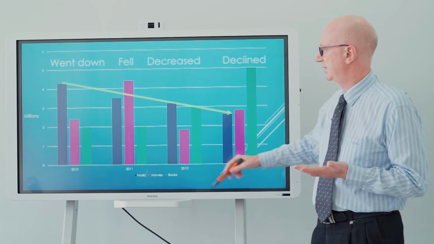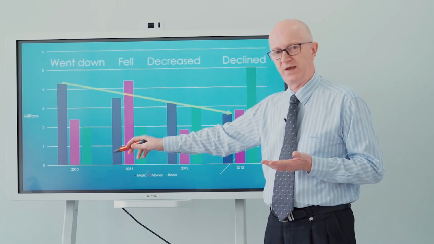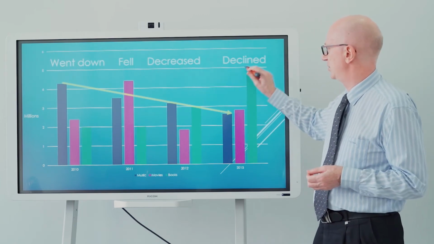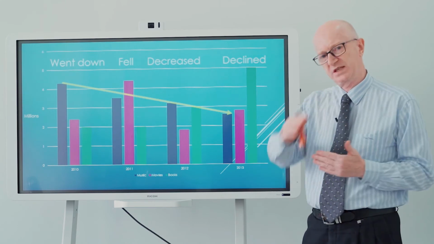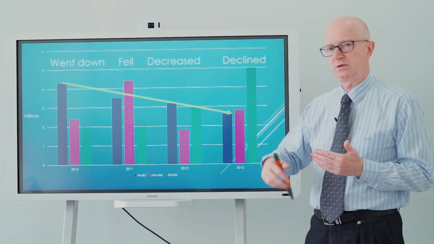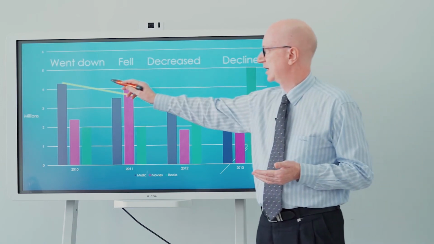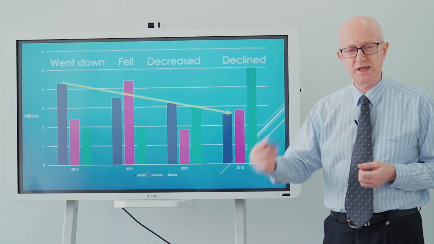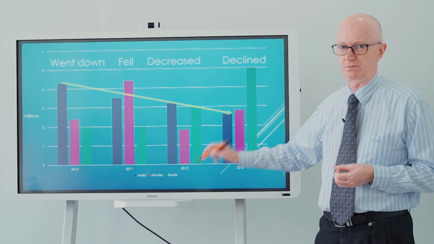We could say music sales fell from 2010 to 2013. We could use decreased or declined. The pattern is that sales are falling. Because it's past tense, we need to use the past simple tense, and we can say sales went down, sales fell, sales decreased, or sales declined during this period.